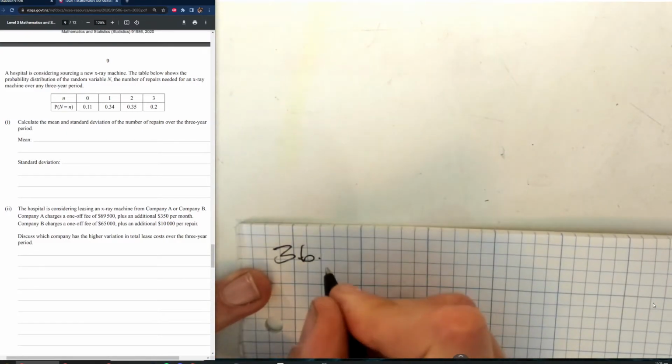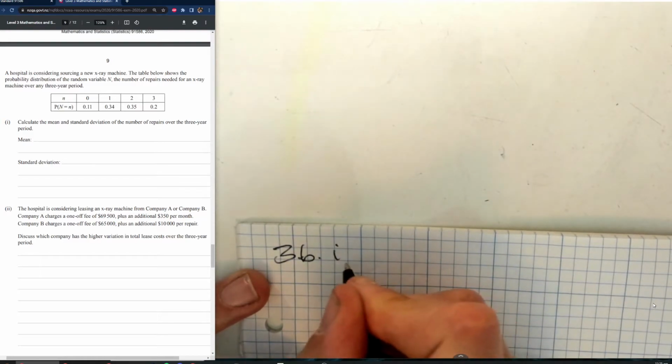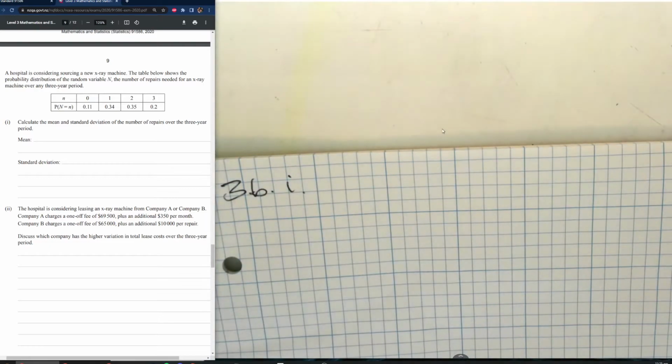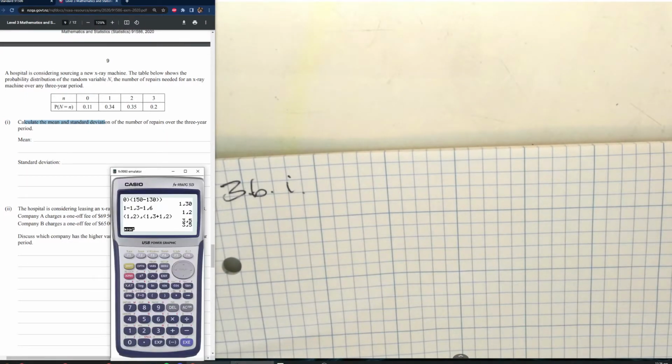3B I. They want us to find the mean and standard deviation of the number of repairs. Oh, see, I should probably read this. The hospital is considering sourcing a new X-ray machine. The table below shows the probability distribution of a random variable n, the number of repairs needed for an X-ray machine over any 3-year period, to calculate the mean and standard deviation. So we've got a table. I use the calculator for this. You have a formula sheet.